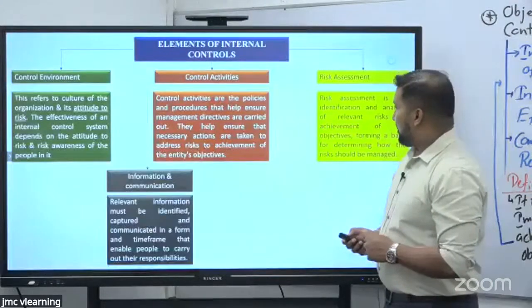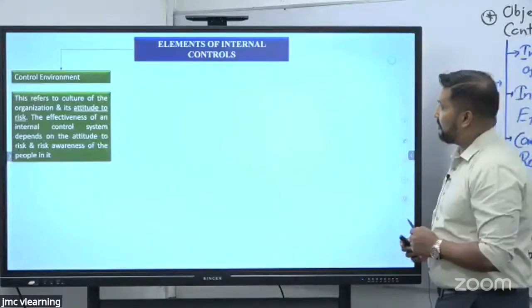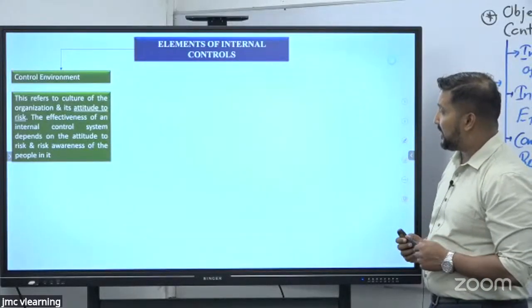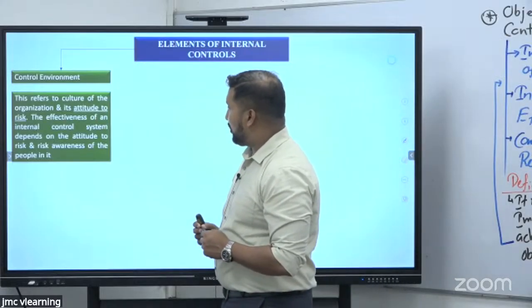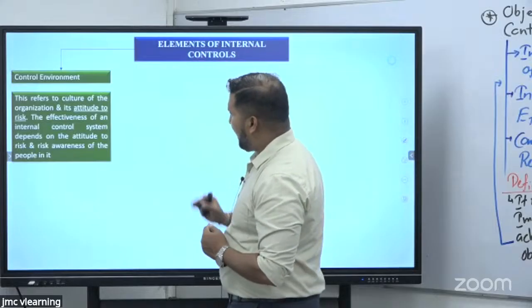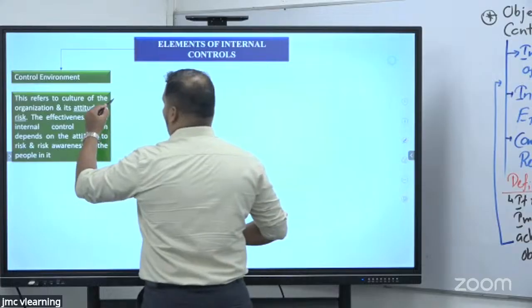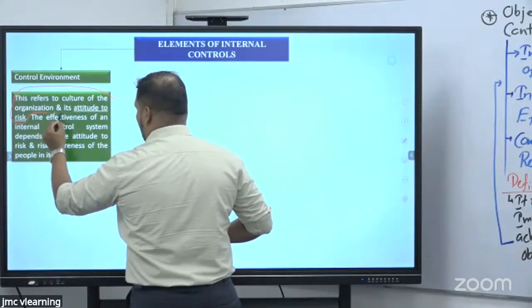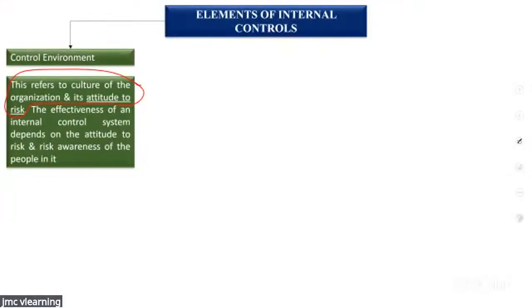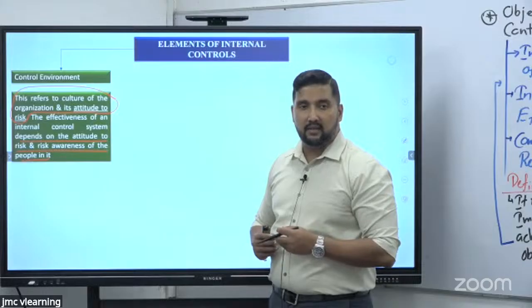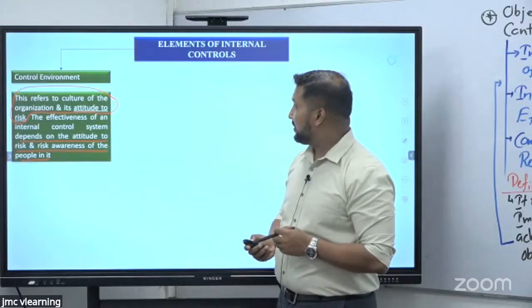Okay, elements of internal controls. So the first one is what? Control environment. This refers to the culture of the organization and its attitudes towards risk. The effectiveness of an internal control system depends on the attitude to risk and the risk awareness of the people of it. So in simple language, that is the understanding that the management has with regard to the importance of internal control. That is what you refer to as control environment.